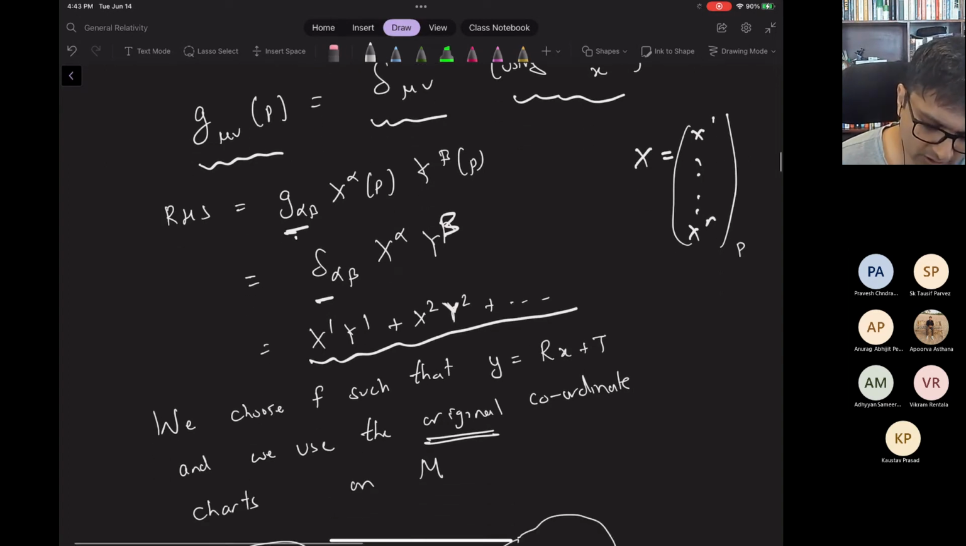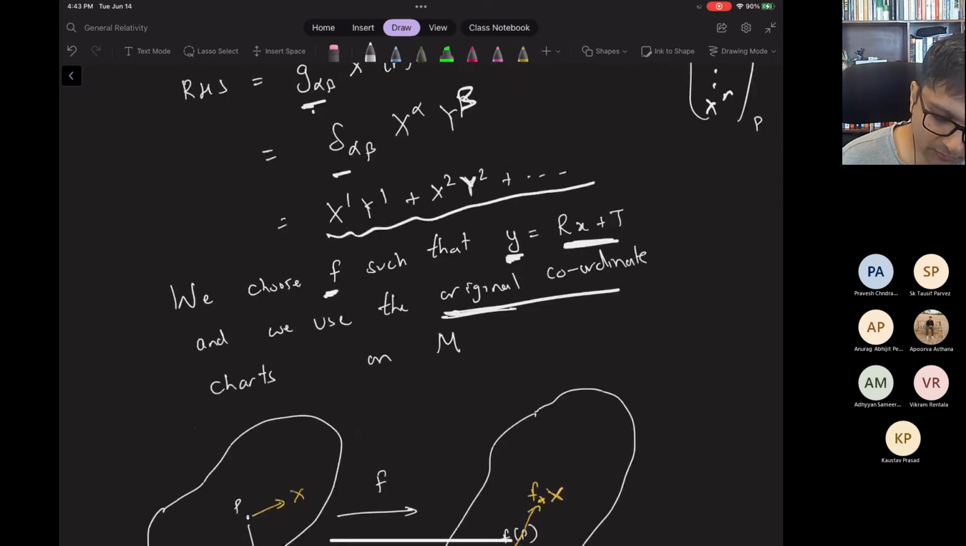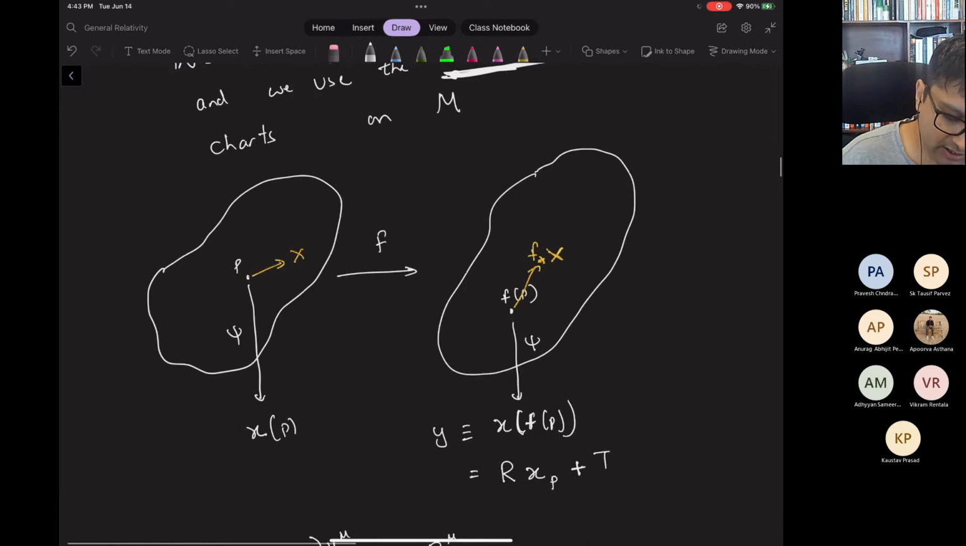Okay, and now what we do is we choose our F in such a way that Y is equal to Rx plus T. That is, we imagine that we are using the same original coordinate charts on M. If you imagine that this was the point P and you had a coordinate chart psi, which gives us the coordinates X of P, and this is the point F of P, and we use the same original coordinate chart psi, so we get X of F of P, and this is what we're calling Y. So this X is basically coming from the coordinate chart psi.